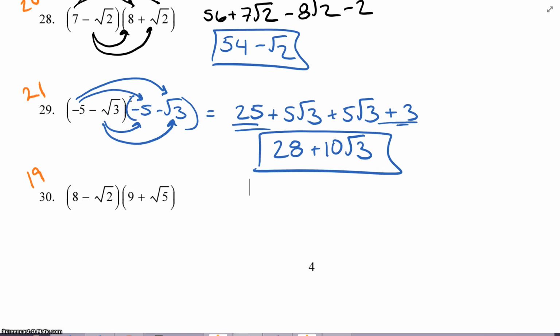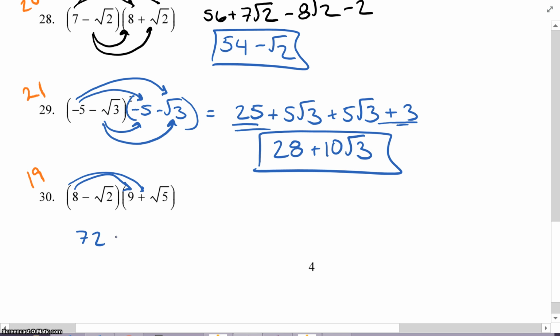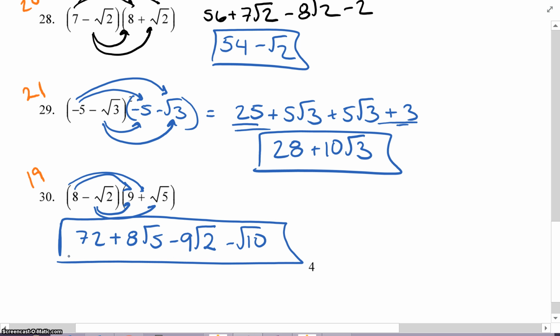All right, last one on this page. Trickiest one, not really, but you'll see. So we're just going to FOIL. 8 times 9, 72. 8 times root 5 is plus 8 root 5. Negative root 2 times 9 is minus 9 root 2. Minus root 2 times root 5 is negative root 10. I know you're going to want to try, but you cannot simplify any of this, so you're just going to have 4 terms. So that's your answer. Give you guys a second to write all this down.